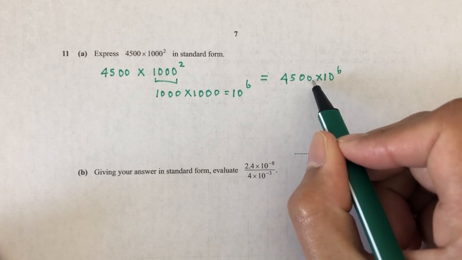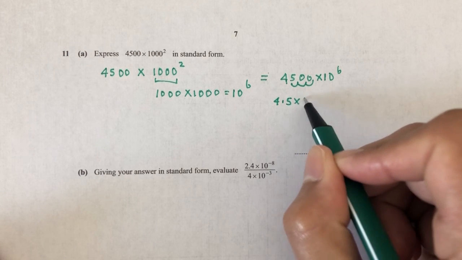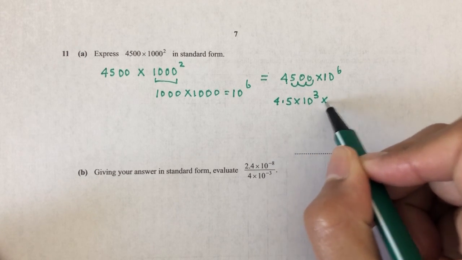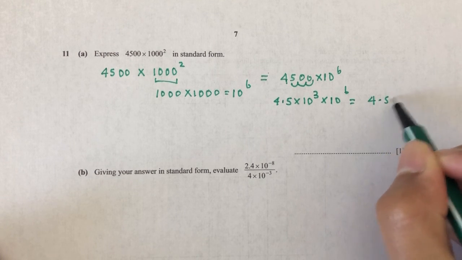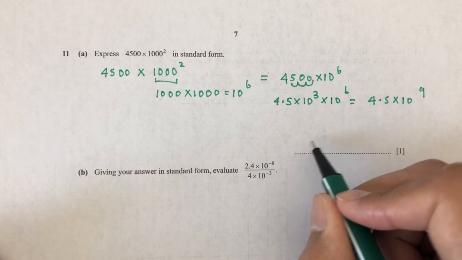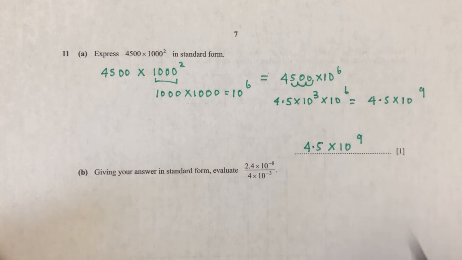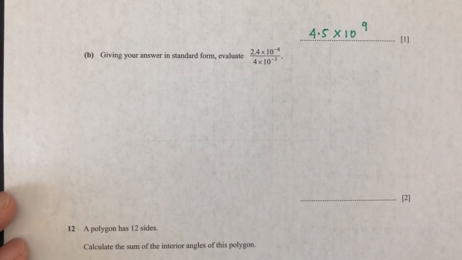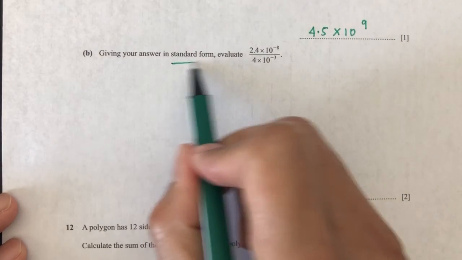So here we have 1, 2, 3 becomes 4.5 times 10 to the power of 3 times 10 to the power of 6, which is 4.5 times 10 to the power of 9. And your answer for part A will be 4.5 times 10 to the power of 9. Now part B, giving your answer in standard form, evaluate this fraction.